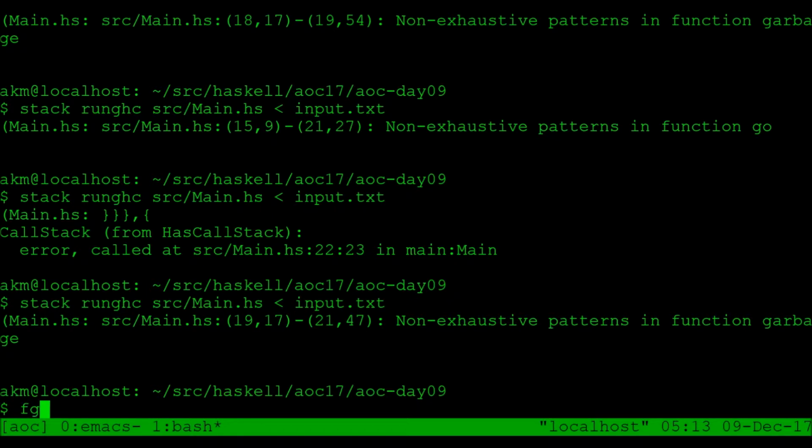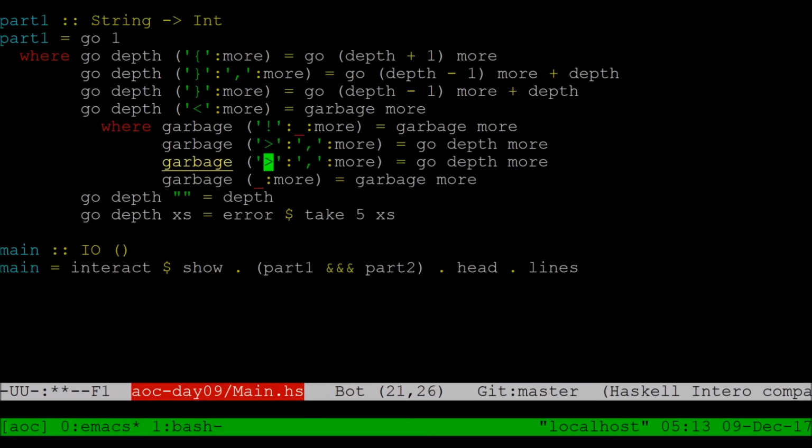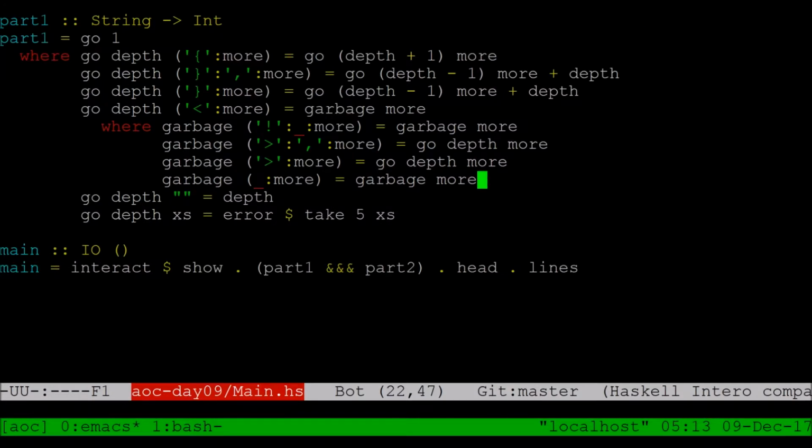Non-exhaustive patterns in garbage, really. So we had some garbage empty somehow? Oh, the same problem. The comma is optional. Still broken.